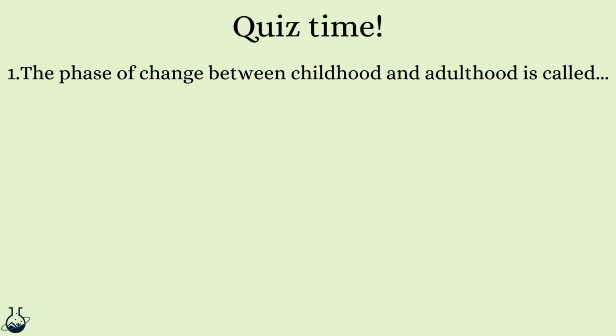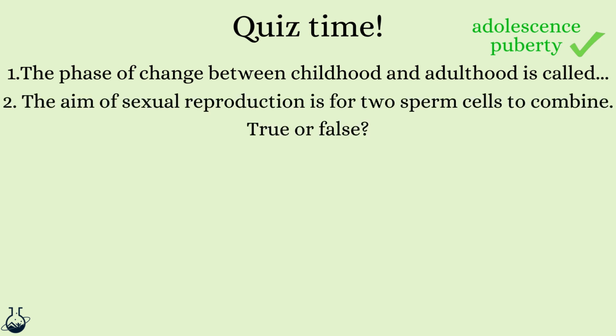Time for our end of video quiz. Question 1. The phase of change between childhood and adulthood is called adolescence or puberty. Question 2. The aim of sexual reproduction is for two sperm cells to combine. True or false? This is false. Egg and sperm cells should meet.